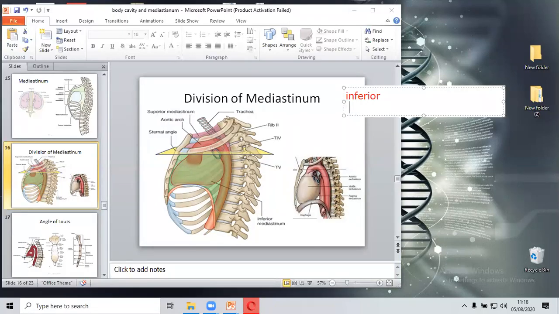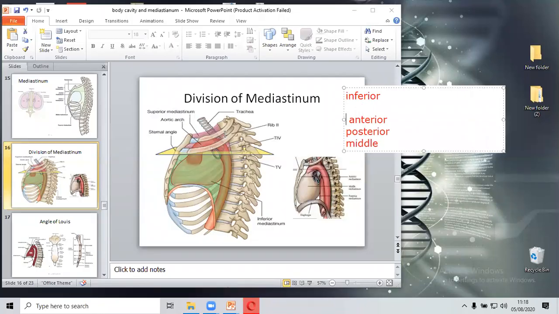They are anterior, posterior and middle, or anterior, middle and posterior, okay. Now how they are divided I will tell now. Superior is only one, single, so there is no subdivision for the superior. But the inferior mediastinum has three subdivisions: anterior, posterior and the middle.